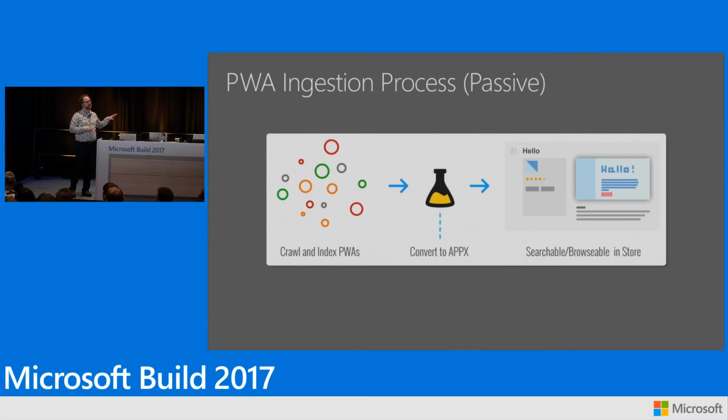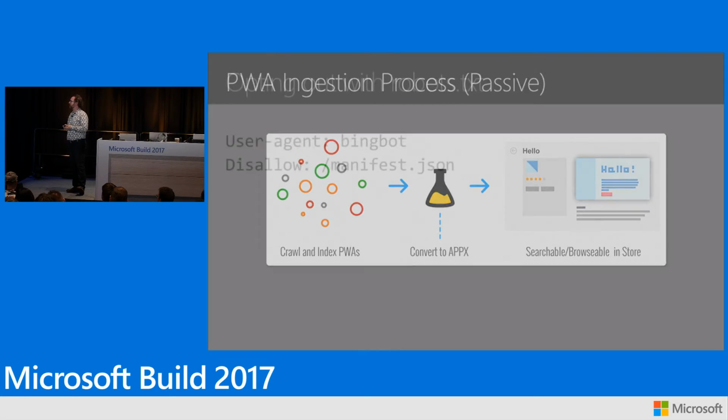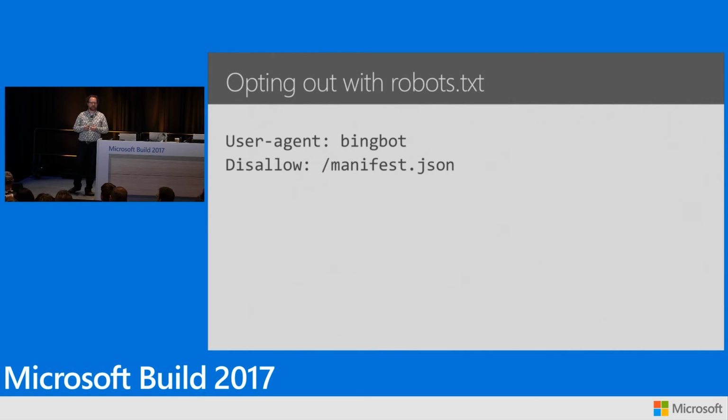Now, as part of this process, we'll use the Bing crawler to identify PWAs on the open web. We view a web app manifest as a proactive signal from the developer that they want their website to be considered as an app experience. And we're listening to that signal and evaluating it as a candidate for being in the store. And then we will automate the conversion of that PWA into the AppX format used by the store, and then assemble the store entry based on the metadata provided about the app in the web app manifest, which I'll get to in a moment.